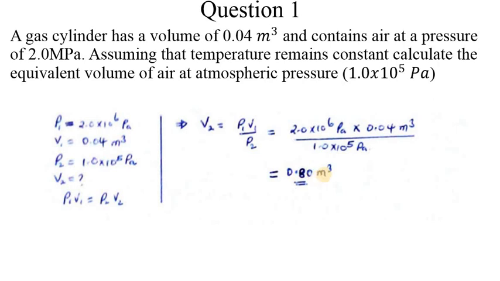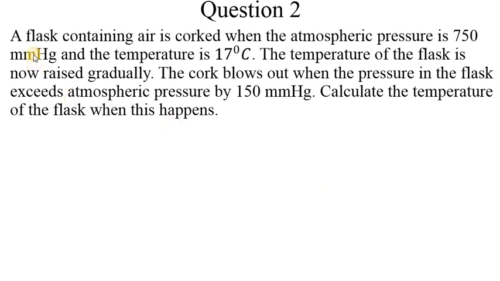Very simple. Question 2. A flask containing air is corked when the atmospheric pressure is 750 millimeters mercury and the temperature is 17 degrees Celsius. The temperature of the flask is now raised gradually. The cork blows out when the pressure in the flask exceeds atmospheric pressure by 150 millimeters mercury. Calculate the temperature of the flask when this happens.